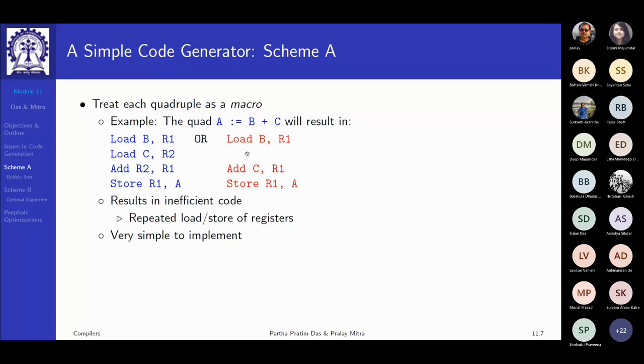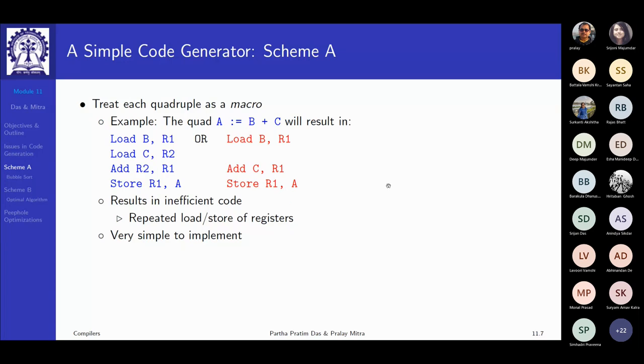Or, if your processor supports direct memory operation in the ALU, then we can load B into R1, add C directly into R1. Again, B is lost here. R1 now represents A, and then store R1 back to A.